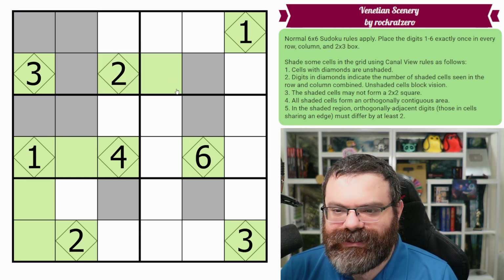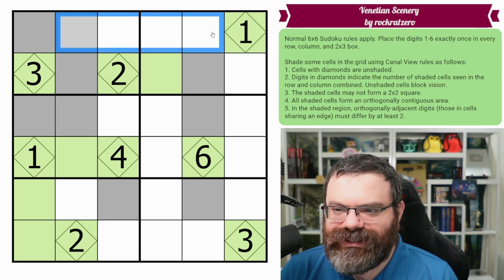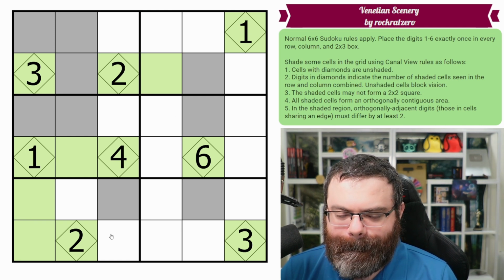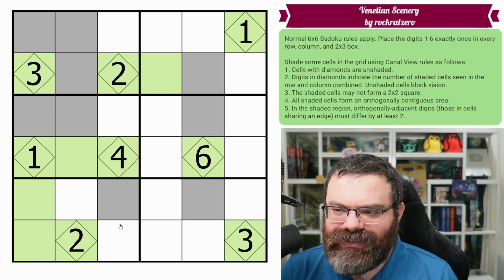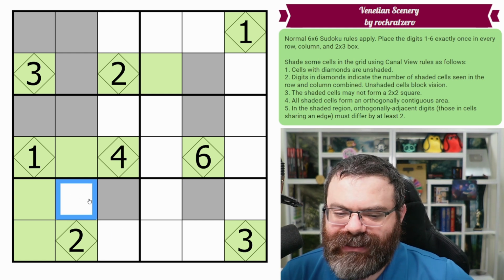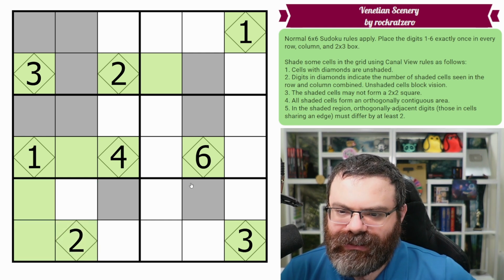So this has to be unshaded for what it's worth. So if we got out this way, that would be the one shaded cell for this one. Seems okay. Let's see. It's only the shaded cells that can't form a 2x2, so I can't say that this is shaded, because we can do a 2x2 of unshaded.